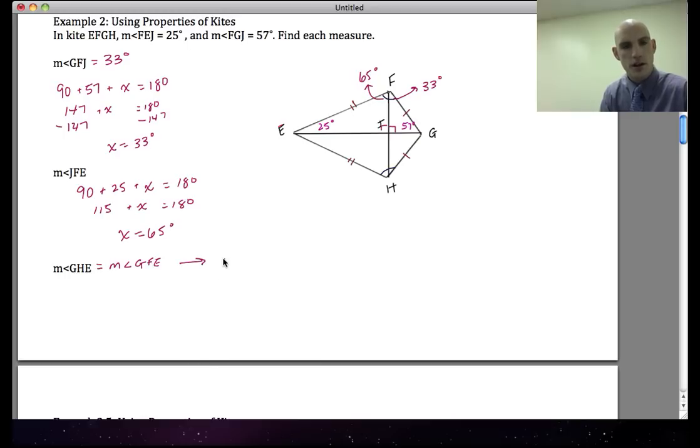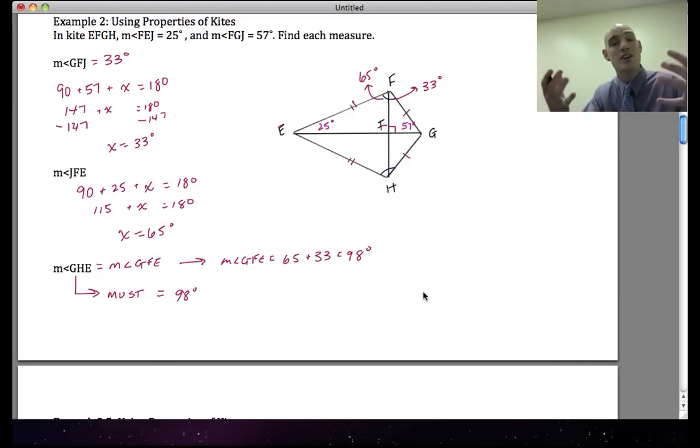Well, the measure of angle GFE is equal to 65 plus 33, which is 98. And so GHE must equal 98 degrees because a kite has exactly one pair of angles that are congruent and they're opposite of each other. Okay? And so that's how I can use the properties of kites to solve for these missing values.